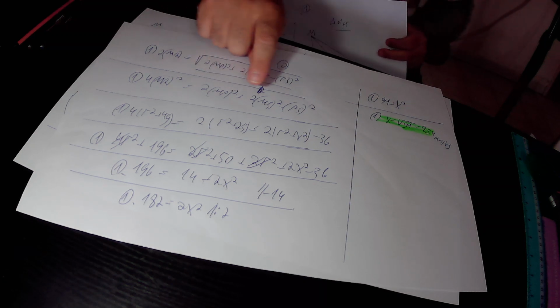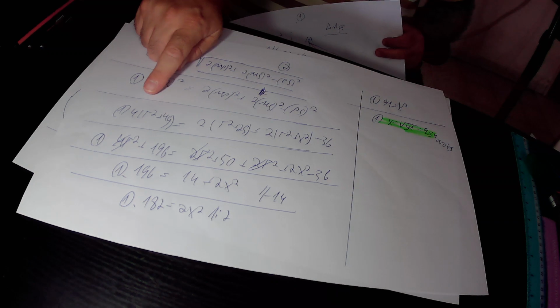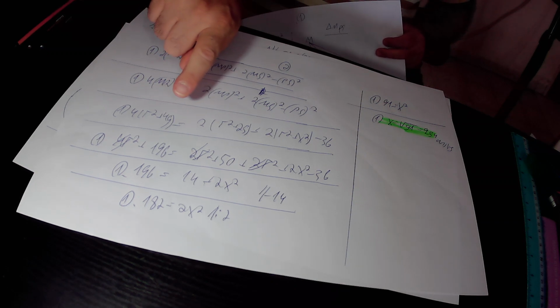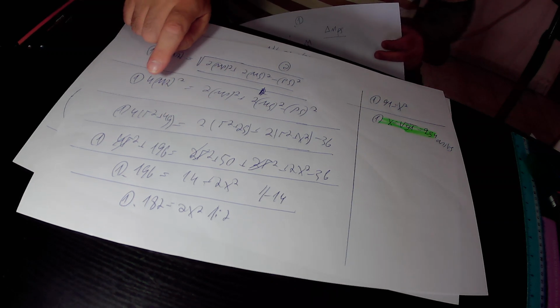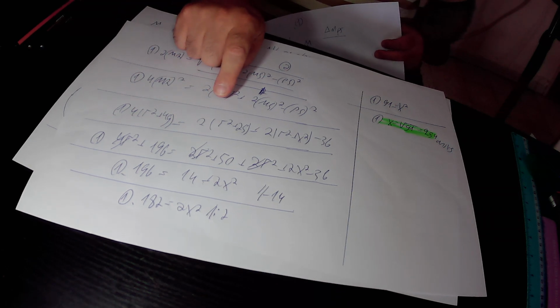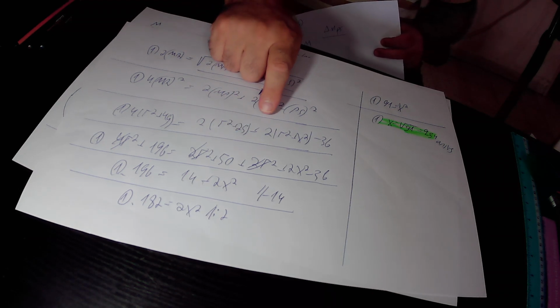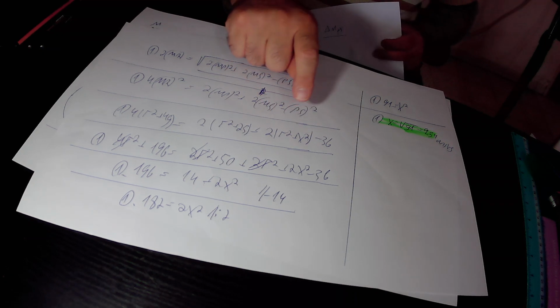We open the brackets on both sides of this equation. So we have here 4r square, and 4 times 49 is 196. So in total, on this side of the equation we have 4r square plus 196. Here we have 2r square plus 2 times 25, that is 50. We have here 2r square plus 2x square minus 36.